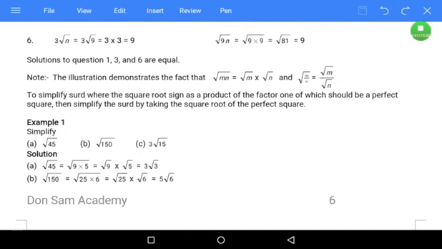Okay, so now that we understand the two rules, that root mn equals root m times root n for surds, and root of m over n gives us root m over root n in surds. Alright, so to simplify a surd where the square root sign is a product of factors, one of which should be a perfect square, then simplify the surd by taking the square root of the perfect square. Now what am I saying here?